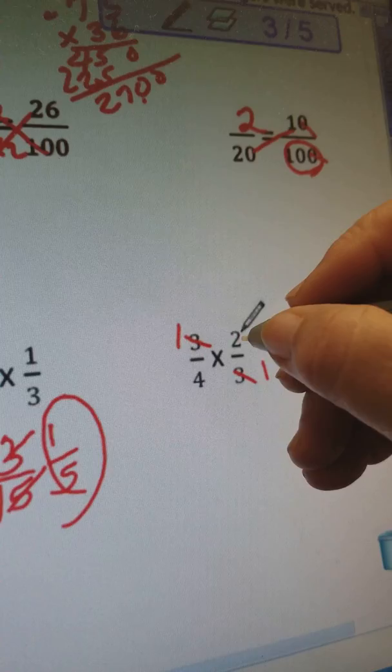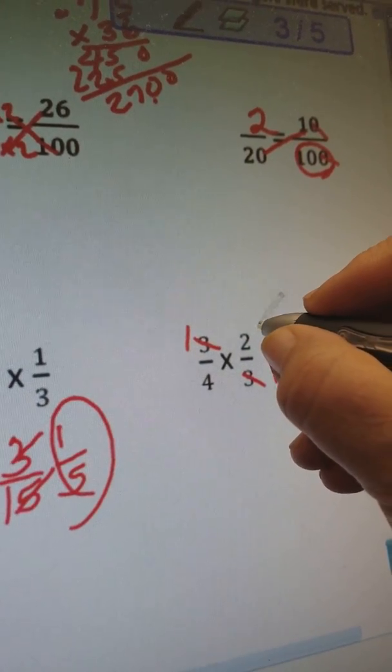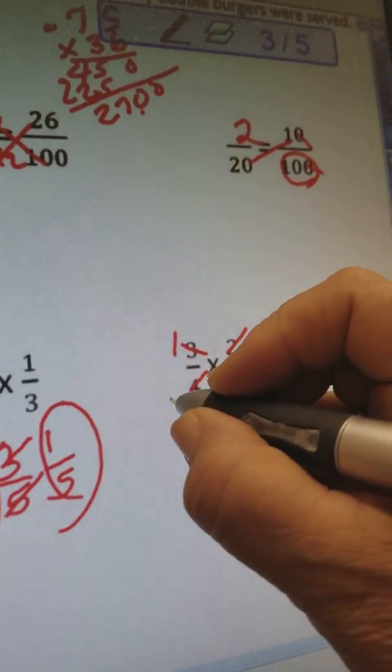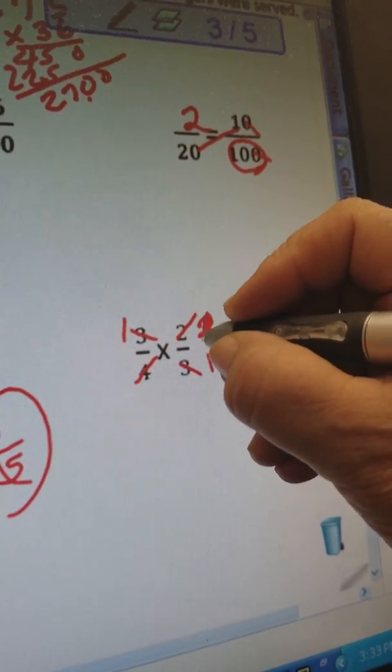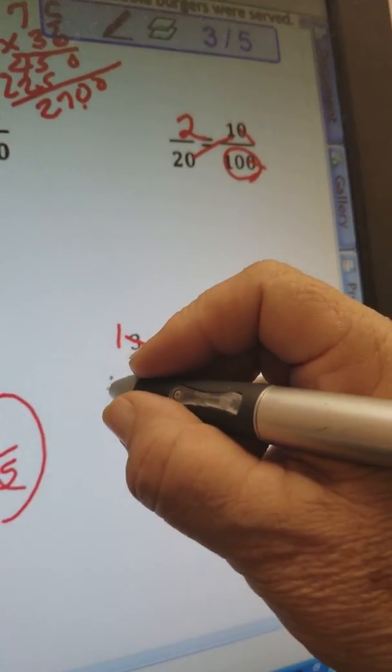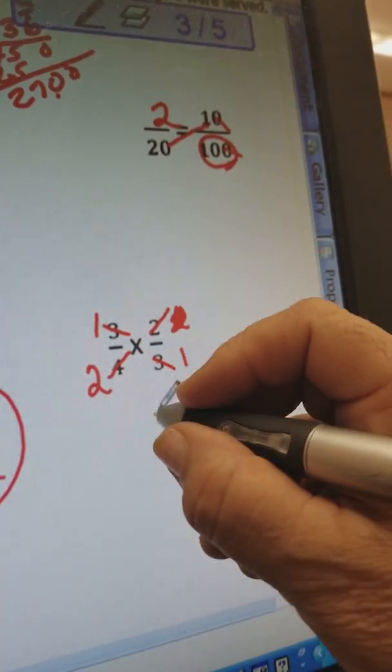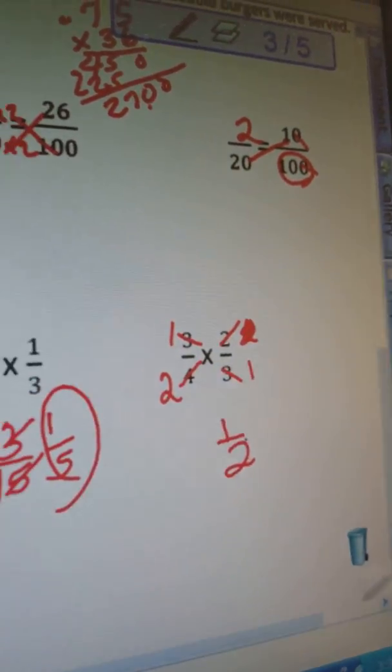I have 2 even numbers. 2 is always a factor of 2 even numbers. Divide by 2. Divide by, oh, my mistake. 2 divided by 2 is 1. And 4 divided by 2 is 2. 1 times 1 is 1 over 2.